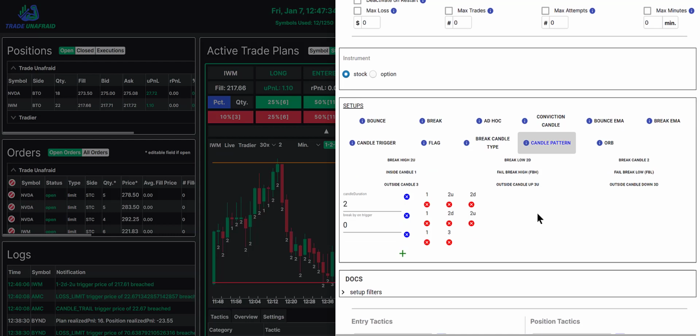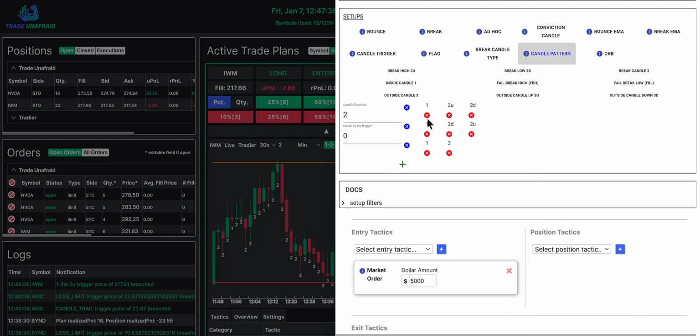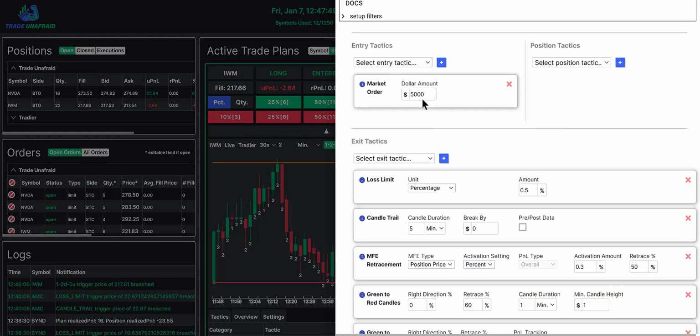I'm trading stock. I'm using the Strat. I'm looking for, on a 2-minute candle, either a 1, 2 up, 2 down, or a 1, 2 down, 2 up, or a 1, 3. So any of those will trigger an entry. I'm allocating $5,000 per order.